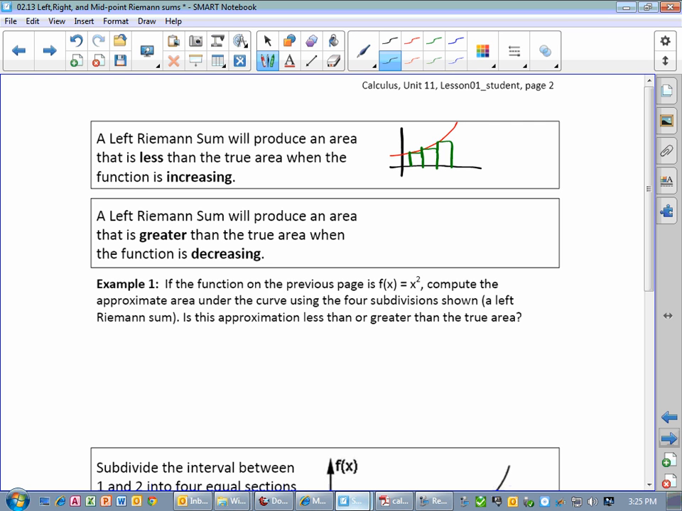However, if we have a function that is decreasing, in other words, it's going downhill over the interval, and we do a left Riemann sum, then notice what happens. It's more than the actual area, right? It's an overestimate. And it doesn't have to be 4 rectangles. We can do this with any number of rectangles. We could have 3 rectangles, or we could have 1,000,000 rectangles.